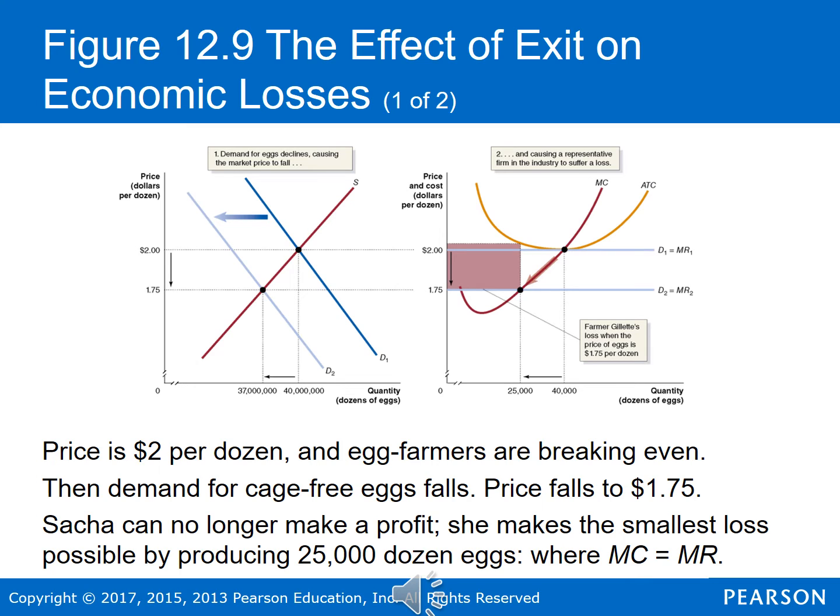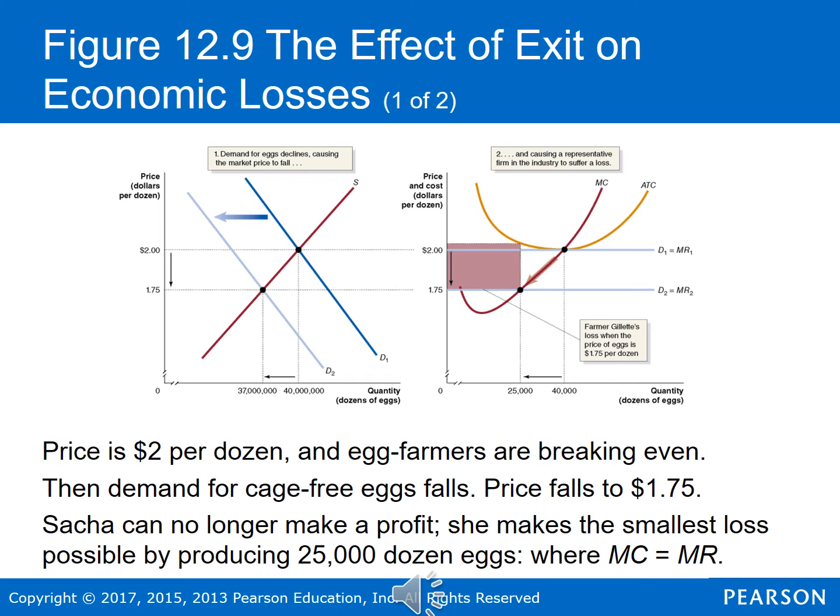But let's say consumer tastes change, so that they end up demanding fewer eggs for some reason. That shifts the demand curve to the left. So it's going to decrease the quantity demanded and the price. When the price falls to $1.75 in the market, the individual producers, because they're price takers, are forced to charge $1.75.